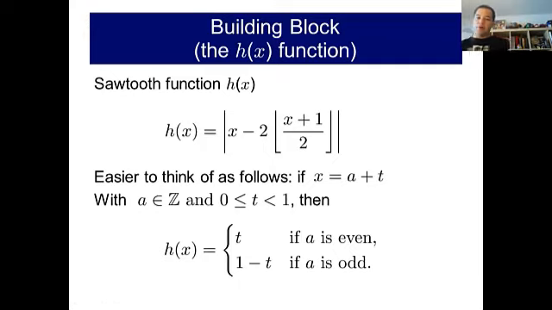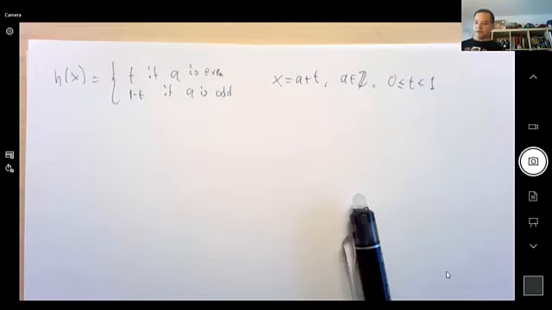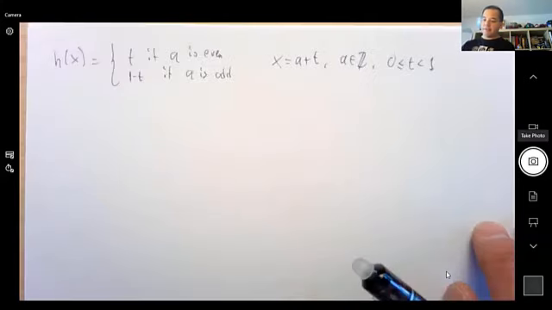So let's do a few examples on the page. So let's write it like that first. I'm going to write, so h of x is t if a is even, and 1 minus t if a is odd. And remember x equals a plus t, with a an integer, and t a number that is between 0 and 1, not including 1, right? So let's do a few examples just to understand. So I just wrote what the h is here, and let's try a few.